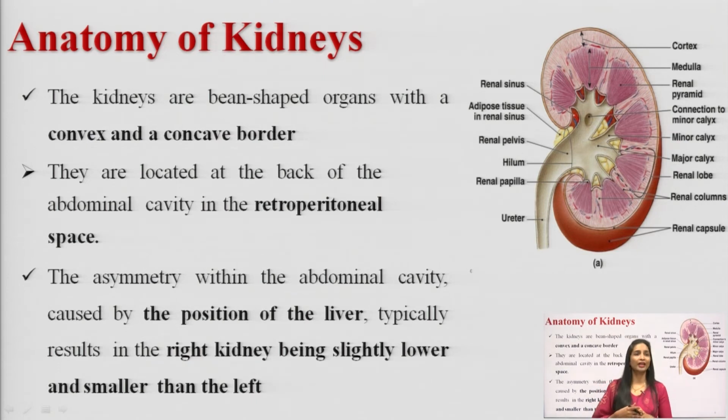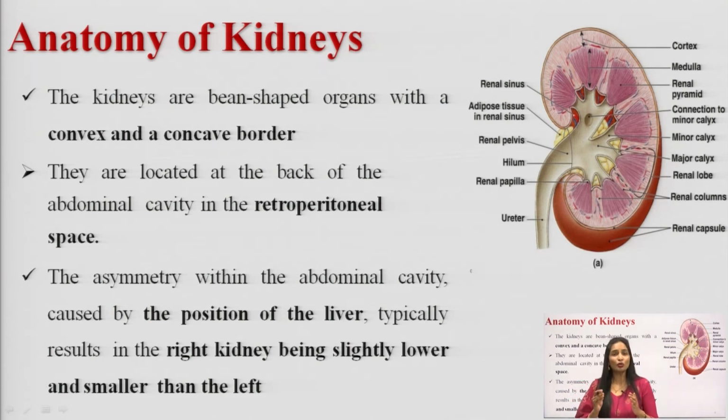So, the kidney is a bean-shaped structure, which I had discussed in the previous slide also, with a convex and concave border. If I am talking about where the kidney is located, it is located at the back of the abdominal cavity, right. Exactly, it is located in the retroperitoneal space. So, at the back side there is the retroperitoneal space, and in that space you can see the location of the kidney.